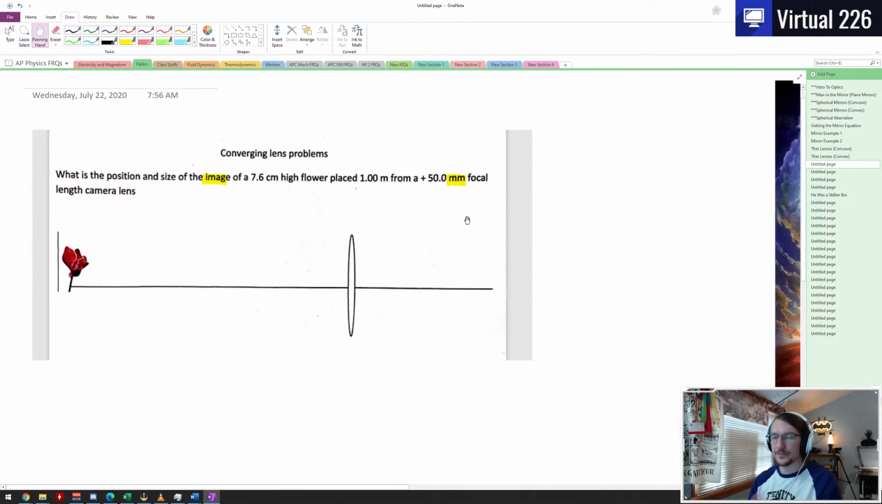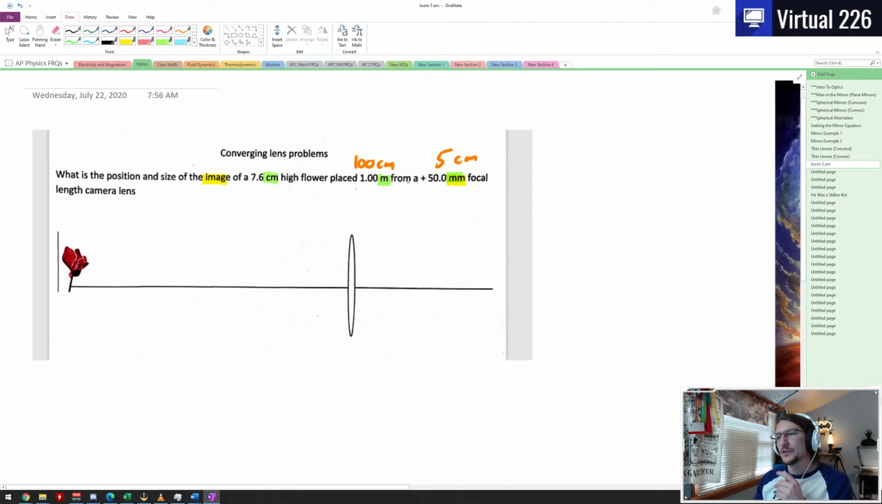Okay, so let's take a look at this. If we have a 50 mil focal length, I've got all sorts of different units here: centimeters, meters, millimeters. Let's just put these all into something useful. Let's make them all centimeters. So this will be 100 centimeters, and this is going to be 5 centimeters.